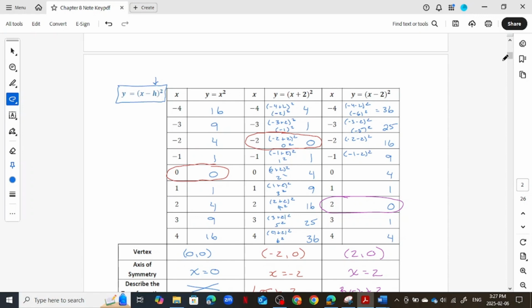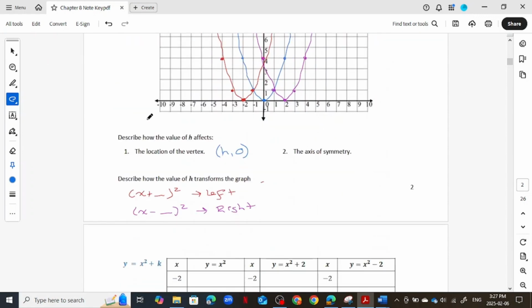If you have something like x minus 3, that means that the h value is 3, and it'll be moved to the right. If I had something like x plus 3, that means that it was x minus negative 3. So for this one, you'd have a negative h value, and your vertex would be at negative 3, 0. And then the axis of symmetry always runs through the x value of the vertex, so it's going to be x is equal to h.